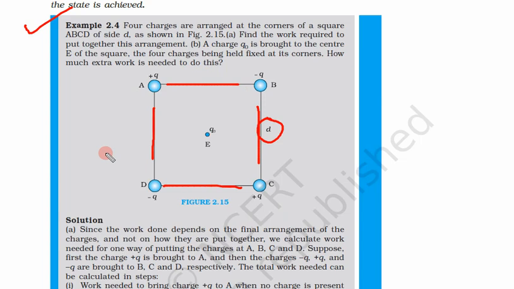So we have to find the work done or potential energy of this system. Then a charge q naught, or q0, is brought to the center of this square, the four charges being held fixed at the corners. How much extra work is needed to do this?